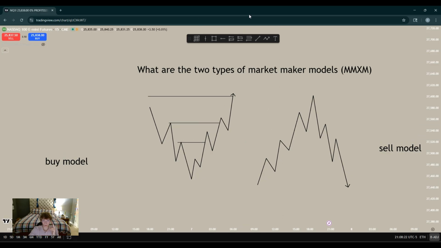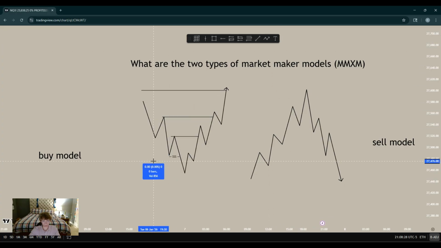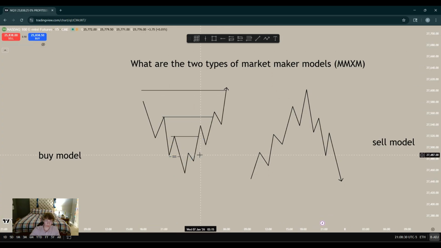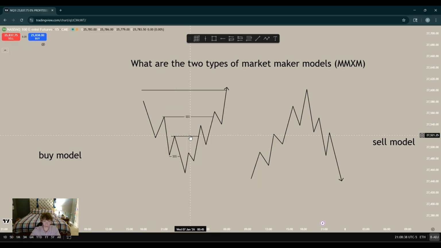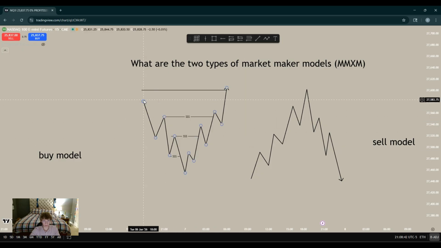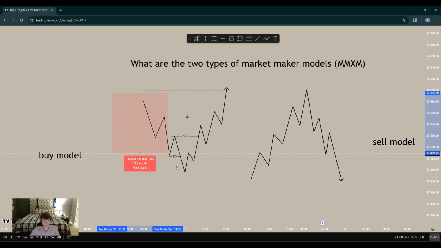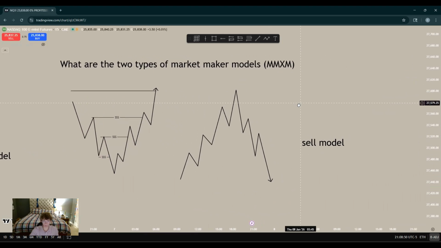Once we get our liquidity sweep in a market maker buy model, price sweeps liquidity, we get some sort of confirmation that price wants to go higher, and then we can target other highs or other pieces of liquidity. This is a market maker buy model. We're buying the dip. It dips down, then you buy it back up. Market maker buy model.